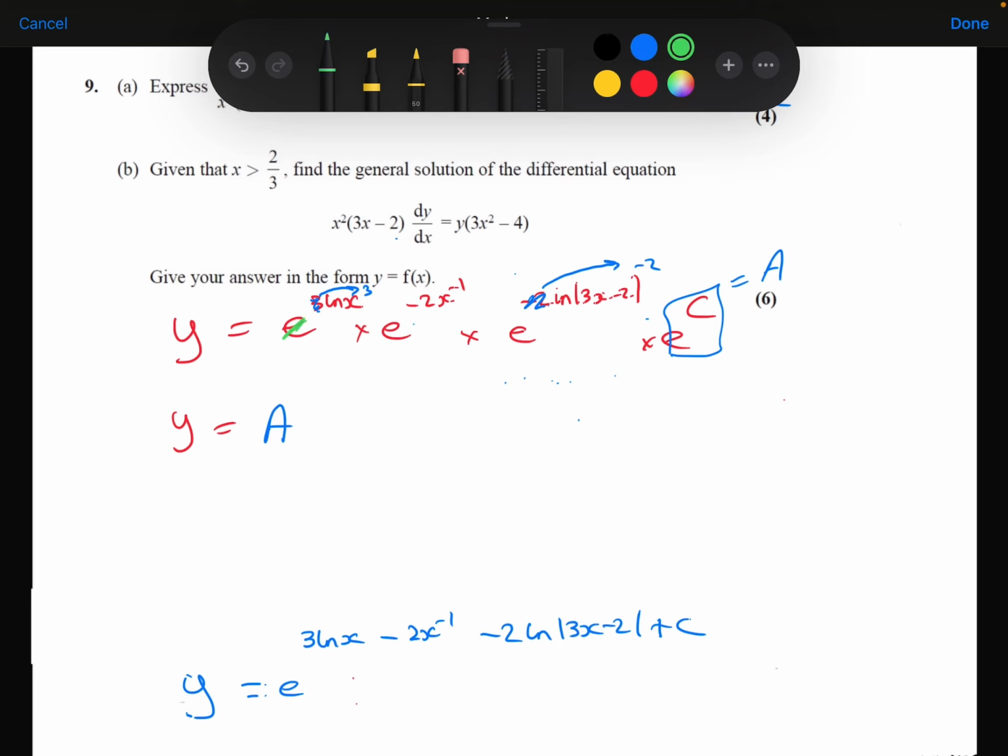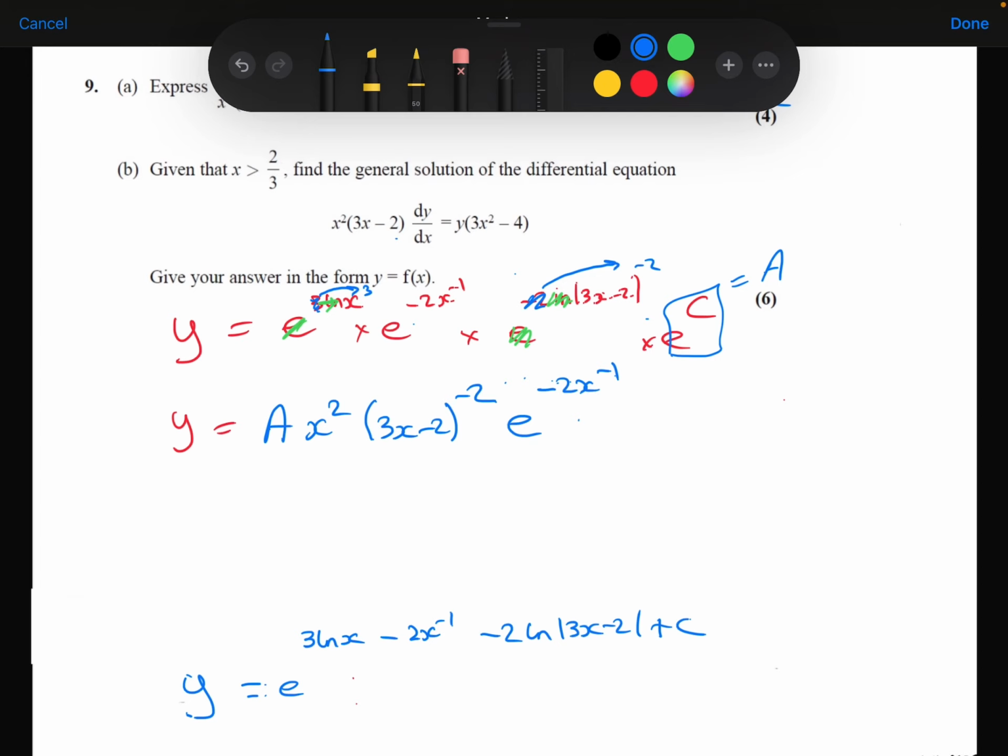Like I said, the e to the power ln is going to cancel out, so I've just been left with the x cubed. And similarly, this term here, the e and the ln will cancel out, and I'll be left with the 3x minus 2 to the power minus 2. And then finally, that e to the power minus 2x to the power minus 1, that's not going to cancel out, so that'll stay there like that. And I think I could probably leave my answer like that.